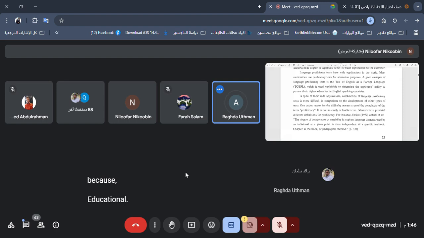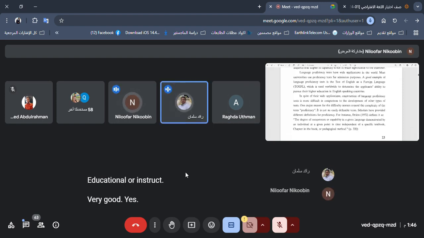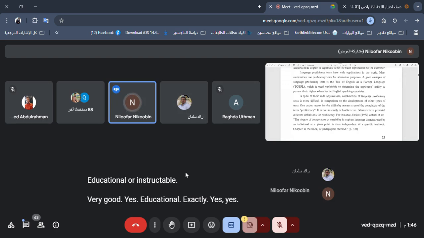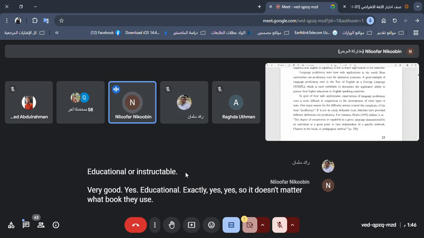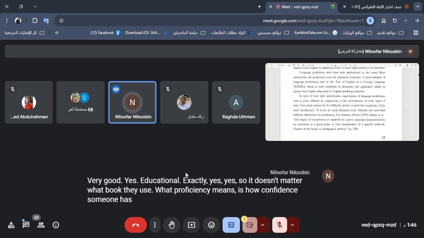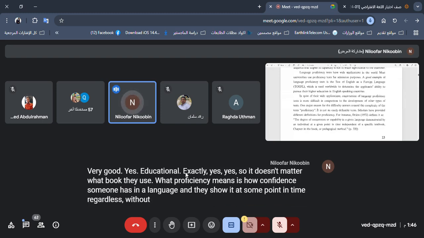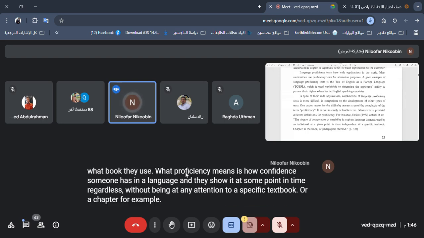Educational. Pedagogy, very educational, good. Or instructional, educational. Exactly. So it doesn't matter what book they use. What proficiency means is how much competence someone has in a language, and they can show it at some point in time, regardless, without paying any attention to a specific textbook or a chapter, for example, in a book. Okay, very good. Thank you.